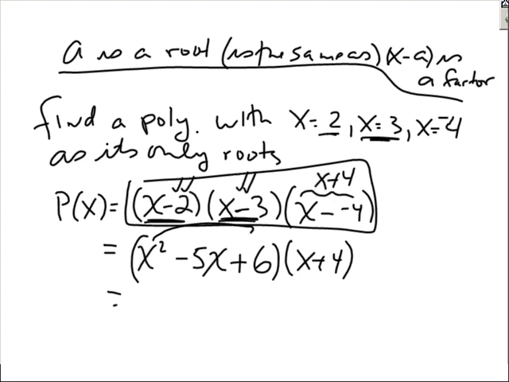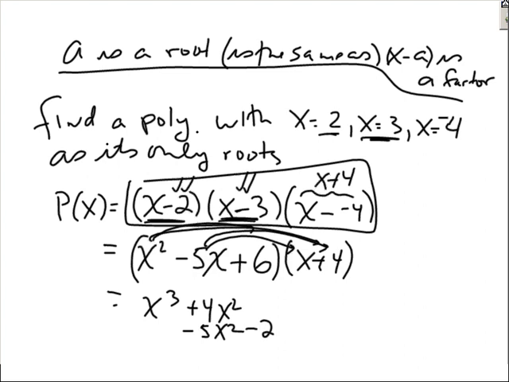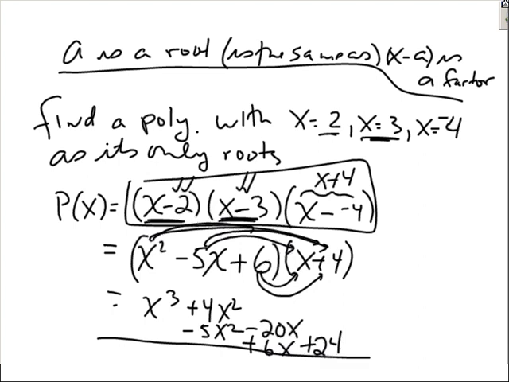Well, x squared times x is x cubed. x squared times 4 is 4x squared. Negative 5 times x is negative 5x squared. Negative 5 times 4 is negative 20x. Now the 6. 6 times x is plus 6x. Positive 6 times positive 4 is positive 24. Minus some silly arithmetic error.